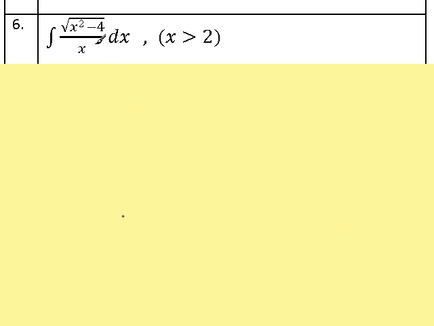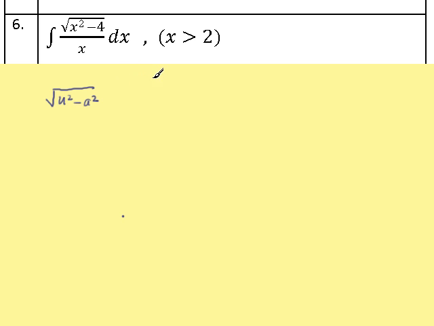Number 6, we have a square root of the following form. This is of the form square root u squared minus a squared. So here the variable comes first. That's why I put u squared first here. u is some expression involving x. In this case, u and x are the same. All right, and a is equal to 2. 4 is 2 squared.